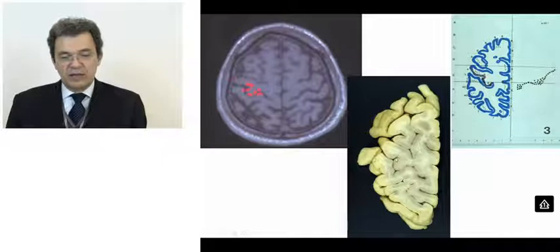You can see it in anatomic specimen, and you can see it here in Tarek's atlas. To note is that this omega, or the knob, or the motor hand area, is opposite to the intersection of the superior frontal sulcus with the precentral sulcus.